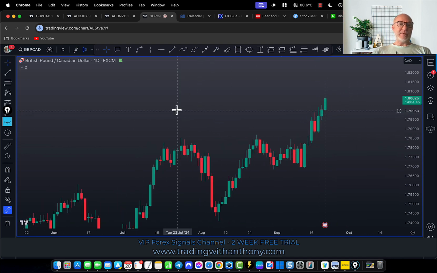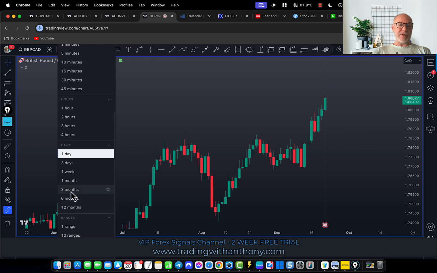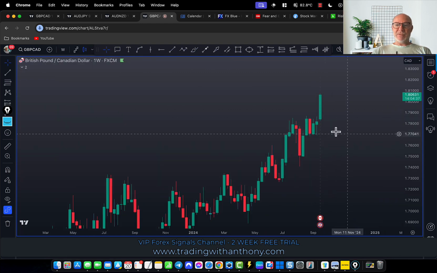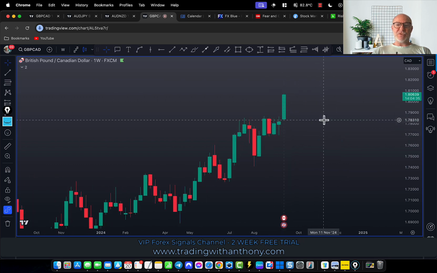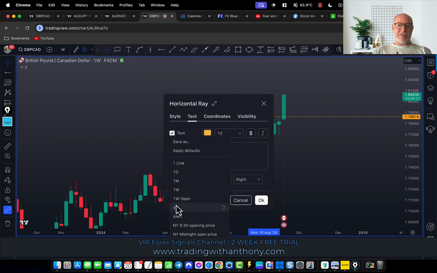Traders, we're looking at the pound CAD. I'm just going to go out quickly to a weekly and then we'll do a top-down analysis. This is fairly overextended. It's in a strong bullish trend. So we have a weekly, previous weekly high. We'll just mark these up as a point of interest and then we'll work our way down.